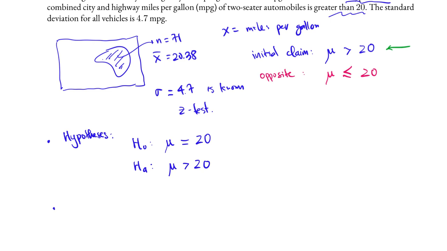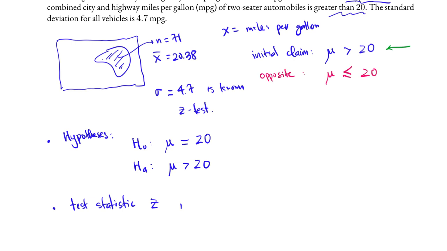The second step is to collect the data and summarize the data. In this case, they collected the data for us already, and in fact, they summarized the data already. The sample size is 71, and they computed the mean also. What we need to do now is to compute the test statistic. Specifically, we're going to compute the test statistic z for the test for the population mean.